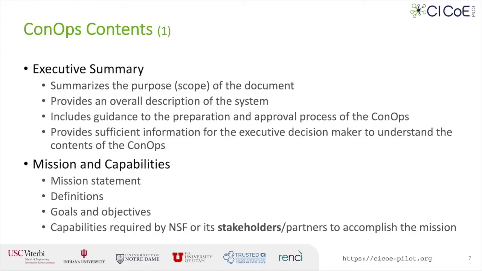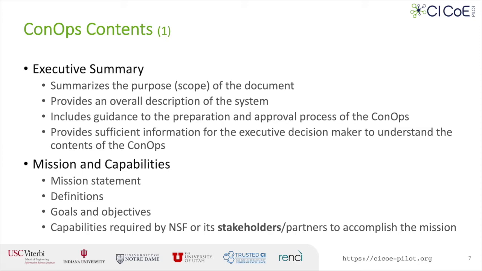So going to the details of what a ConOps contents should have, the first thing is the executive summary. This is the first section of your ConOps document that should provide a summary of the purpose, or what the scope of the document is, and provide an overall description of the system. So this is a high-level description of the system. A figure might help here.